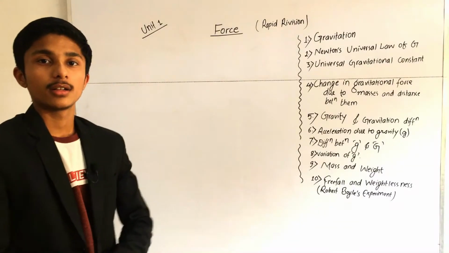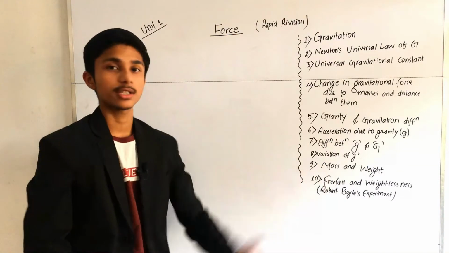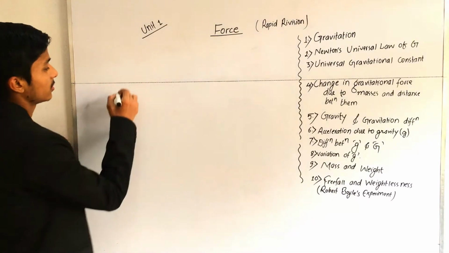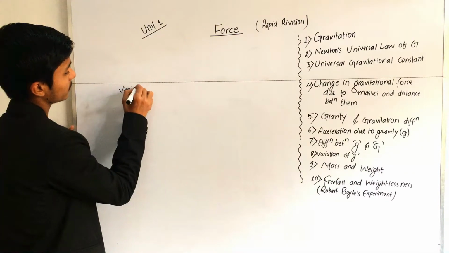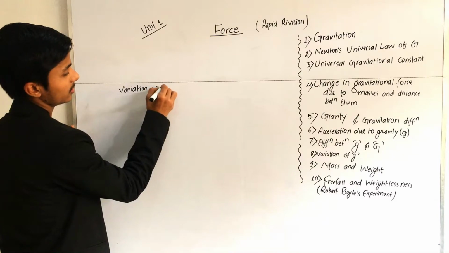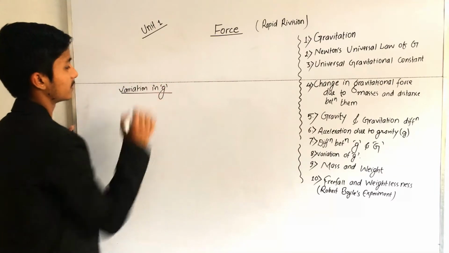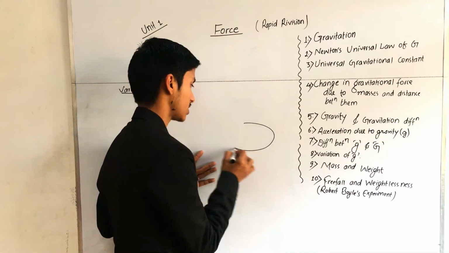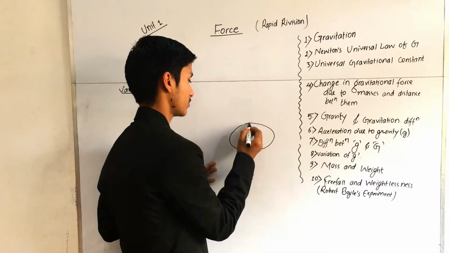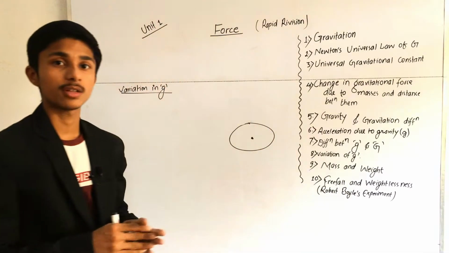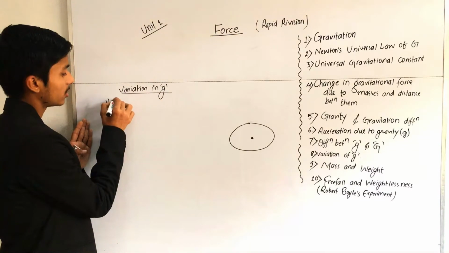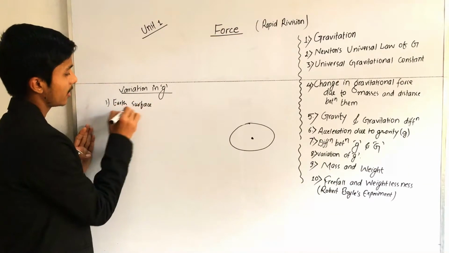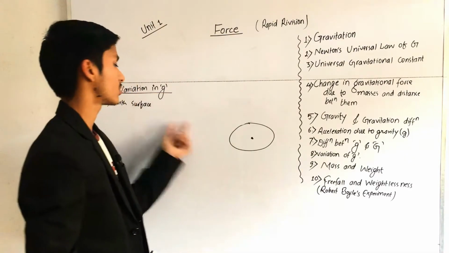Now we discuss our next topic, that is variation in g. What will be the change in acceleration due to gravity and where? Since the structure of the earth is like an orange shape, on the earth surface the value of g gets changed. First one, earth surface. On the earth surface the value of acceleration due to gravity changes.